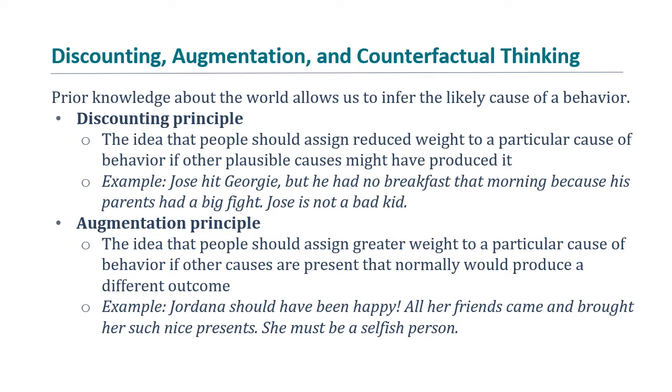So here we're not going to make an internal attribution because there are other causes that might have produced it. We're discounting the idea that he's a bad kid. We're attributing it to the other causes. So we're going to reduce the weight on the internal attribution. Jose is not a bad kid because we can find these other causes.